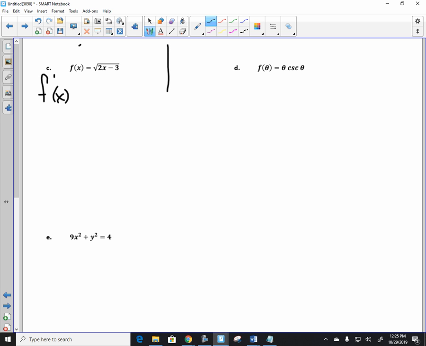I notice that sometimes here we make mistakes. What is the outside? U to the 1/2. What's the inside? Derivative of u to the 1/2. And derivative of 2x minus 3, 2. So notice when we multiply those together, the 1/2 and the 2 will cancel. Isn't that fortunate? 1 over the root of 2x minus 3.